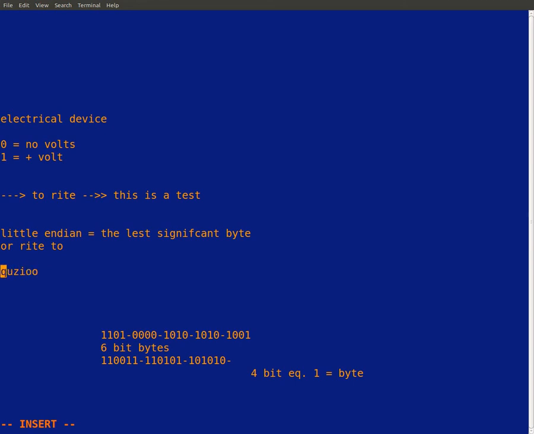So when I send you Quasimodo, what you get on the other side of the world is Kuzoi. Literally, that's not what happens, but I'm trying to show an example of the incompatibility of one company having a 6-bit byte while other companies have an 8-bit byte or a 4-bit byte.